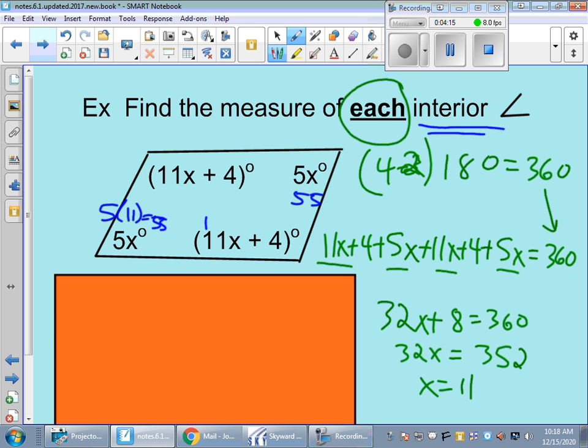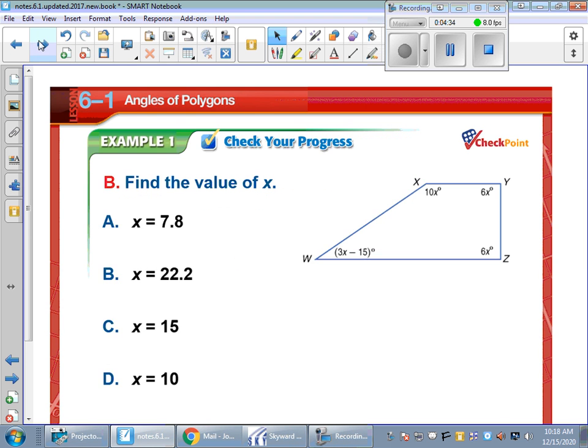You go 11 times 5, 11 times 11 plus 4. So that gives us 125. And then this is 125. So that way we found our x and the measure of each interior angle. Each interior angle. That's the same idea there.